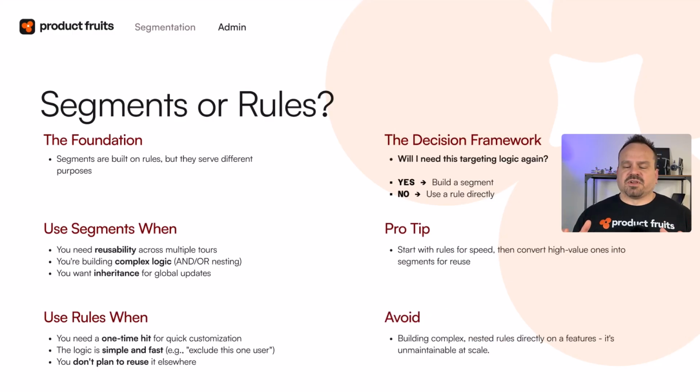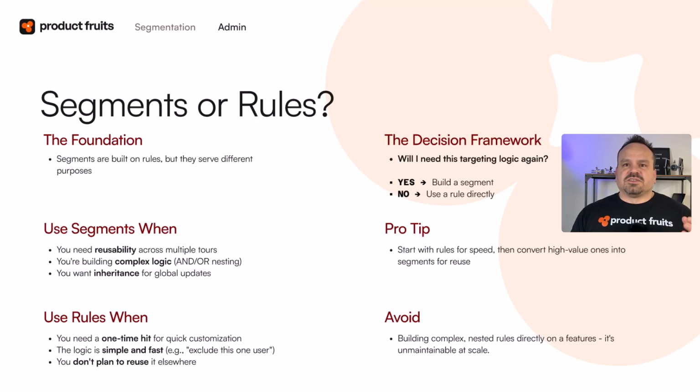Yeah, for example, you can use this decision framework. Like, will I need this targeting logic again? Yes, so build it as a segment. No, just use it once as a rule. But don't try to build some complex rules. No, definitely, if you are trying to build something more complex, segments and segment inheritance is a much better concept to use.